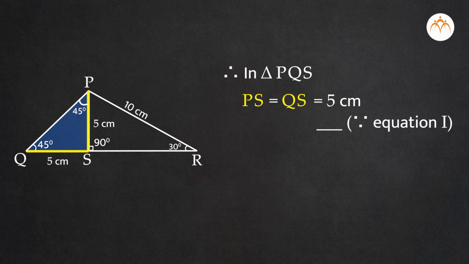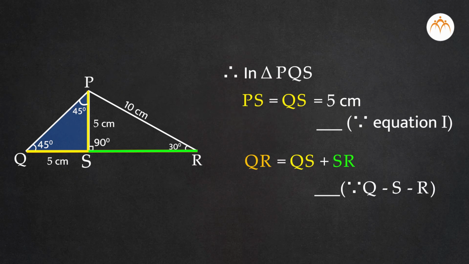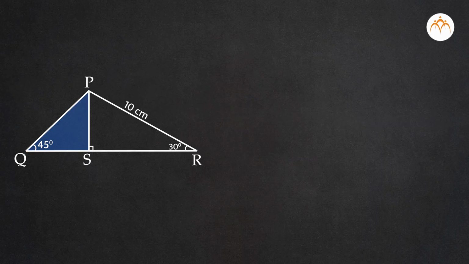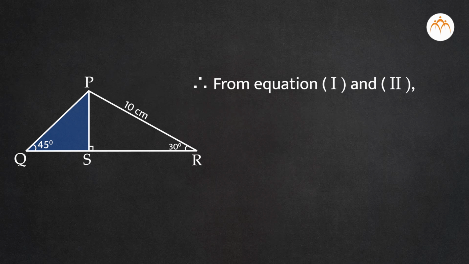Equation 1. QR is equal to QS plus SR because point S lies between point Q and point R. Therefore, from equation 1 and equation 2, QR is equal to 5 plus 5 square root 3 centimeter.